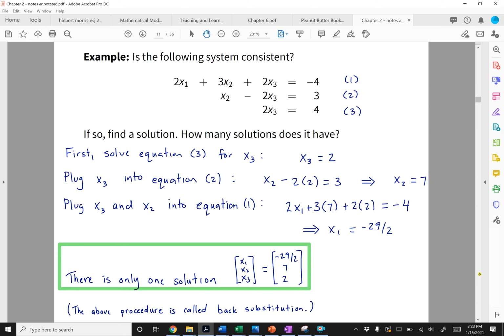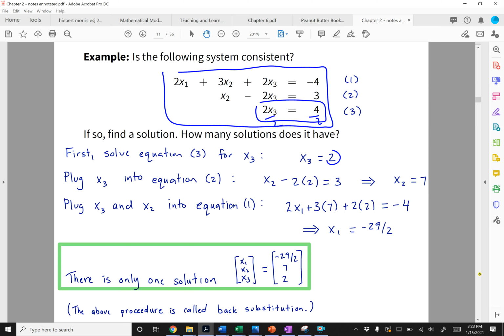So here we have a system. Not too bad. Is it consistent? What does consistent mean? Consistent means it has at least one solution. Well, this seems like the nice place to start. So what does x3 equal? x3 equals 2, because I can divide both sides by 2, and I get x3 equals 2.